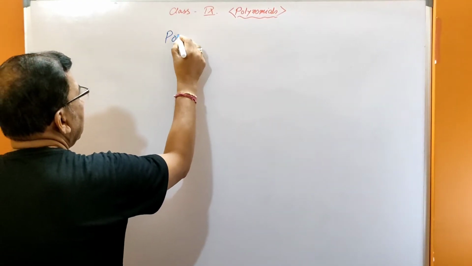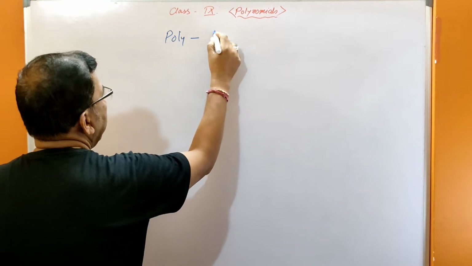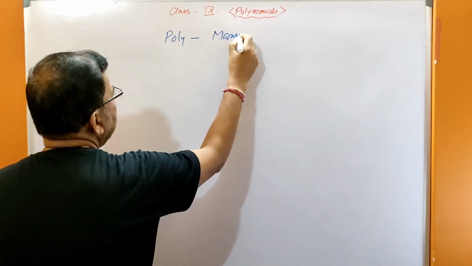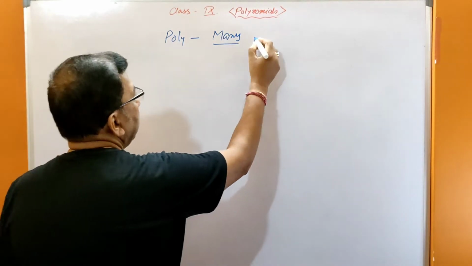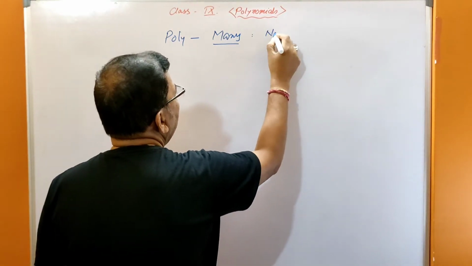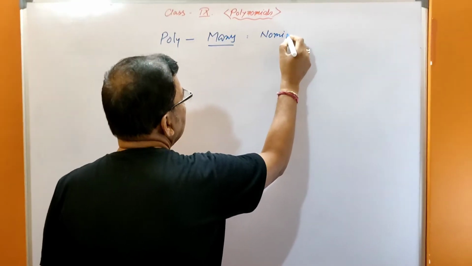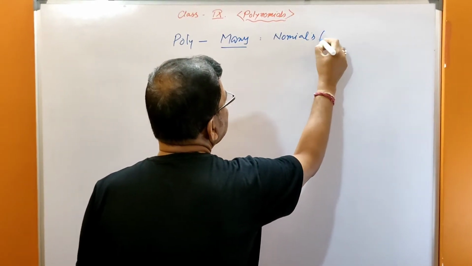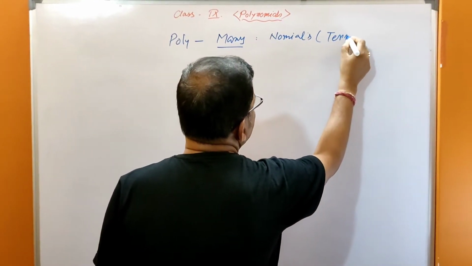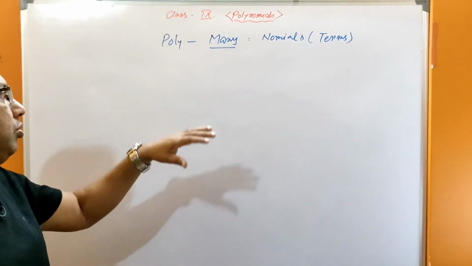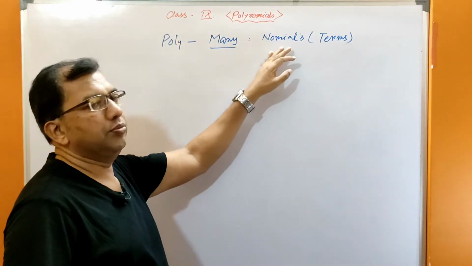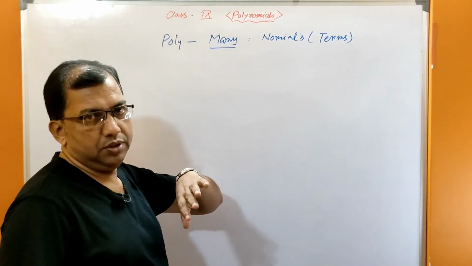Polynomials. Poly means many. Nomials means terms. Nomial or nomials mean terms. So poly means many terms. Nomial means terms.